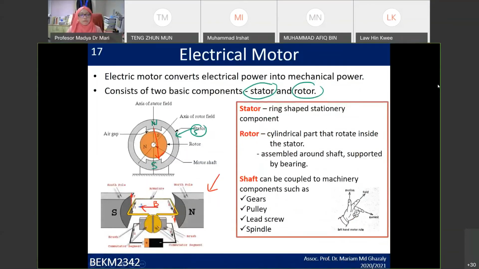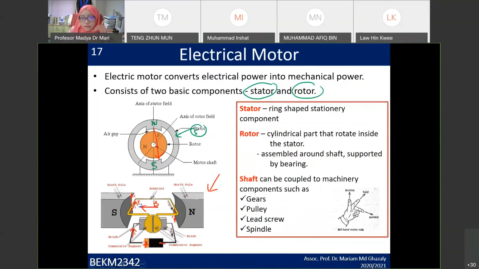Okay, so right now, if you see here, you have the north pole to south pole, so you have the direction. Remember, this one is using the left hand rule. You have the positive power supply and negative, so the current is going to move in this direction, which means that the force will be in this direction.